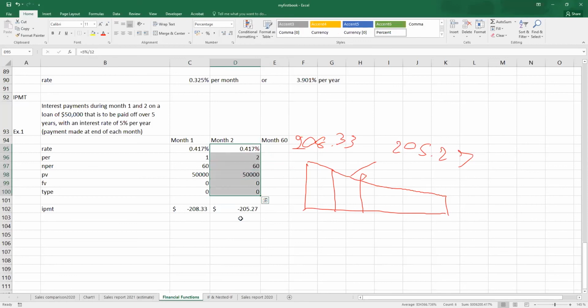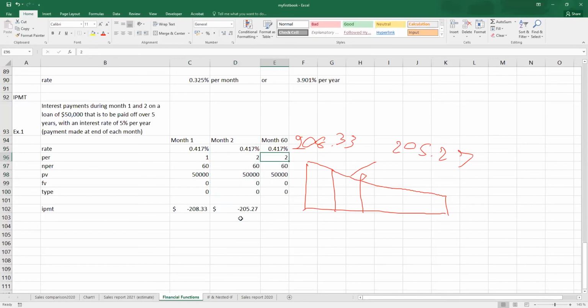Everything is the same except per, or period, is period 60. And then I just calculate the IPMT. You can see that it's decreasing down to this one, $3.92. Month number 1, month number 2, month number 60: it's decreasing and decreasing.